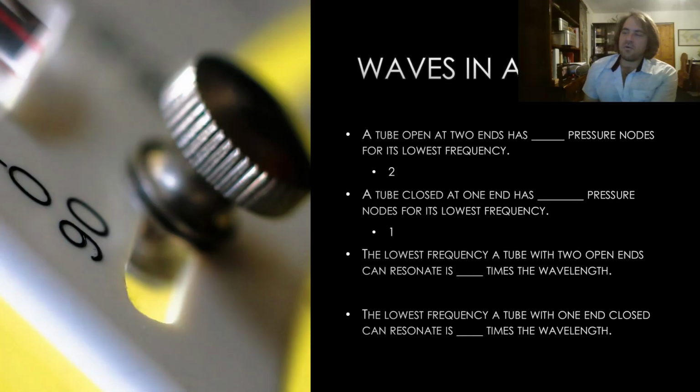Okay. The lowest frequency a tube with 2 open ends can resonate is how many times the length of the tube, not the wavelength, but the length of the tube? That's 2. What about the lowest frequency a tube with one end closed can resonate? It's how many times the length of the tube? It's 4.